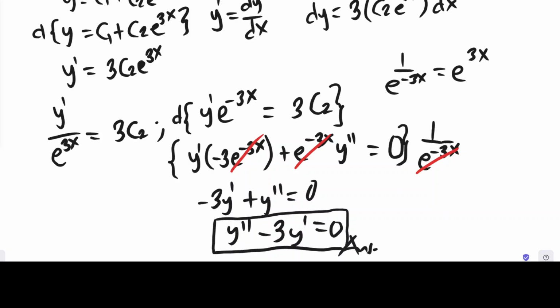So the method here is successive differentiation, right? So I hope the method is clear. Let's have another example.